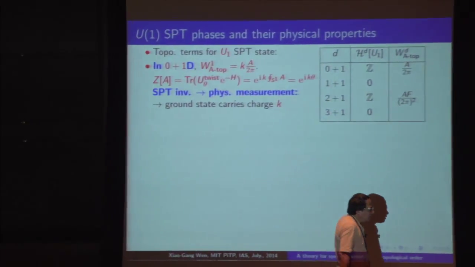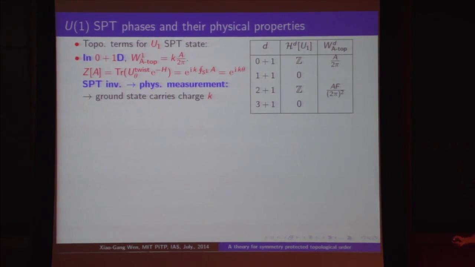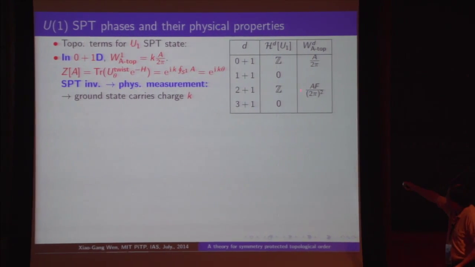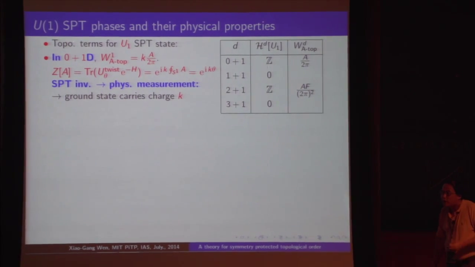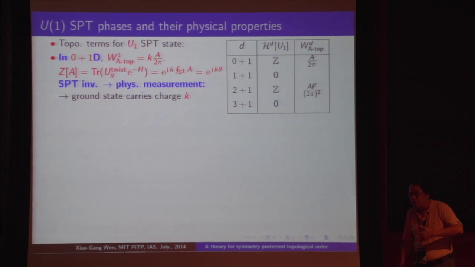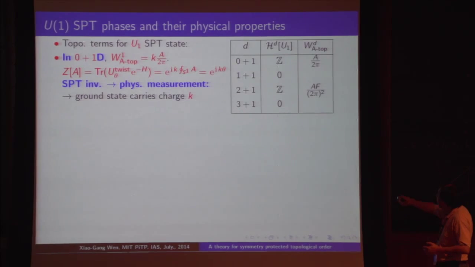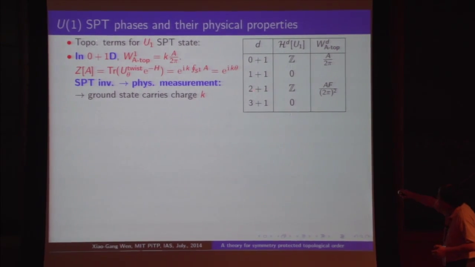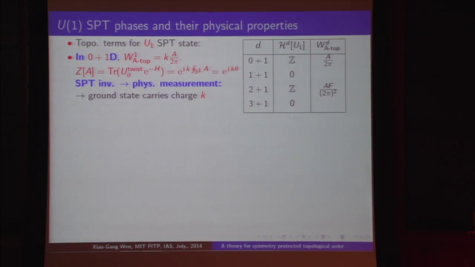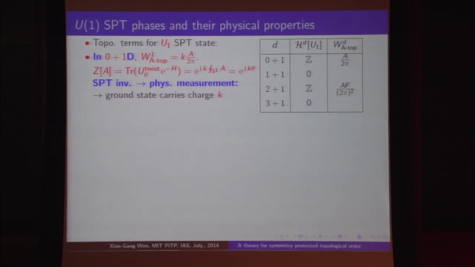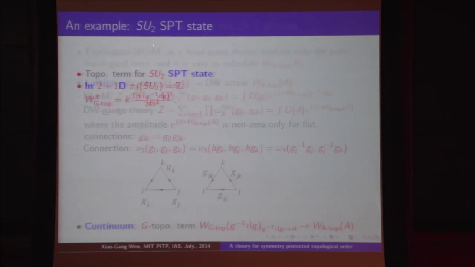However, as a potential SPT invariant, can I write down an SPT invariant? Yes, you can write down an SPT invariant similarly in any odd dimension. So here, the field theory nonlinear sigma model fails to produce this non-trivial U(1) SPT state in 2 plus 1 dimension. However, if you do this discrete lattice construction, I think a little bit here.